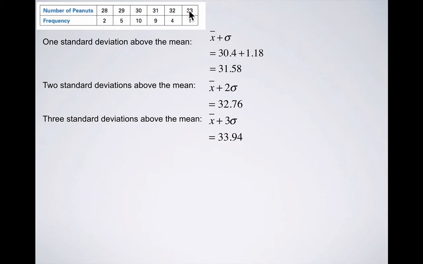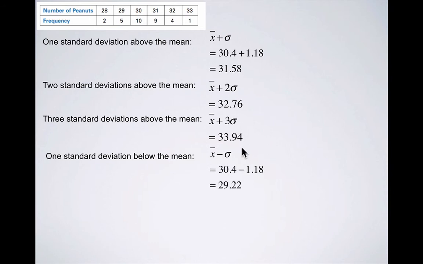And as you can see, the bag with the most peanuts in it, there was one of them, and it had 33 peanuts, which is pretty close to 2 standard deviations above the mean, a little bit above. And then, if we take a look at what 1 standard deviation below the mean is, you get 30.4, subtract 1.18, which is 29.22. And 2 standard deviations below the mean would be 28.04, which is really close to the fewest number of peanuts that actually were in a bag.